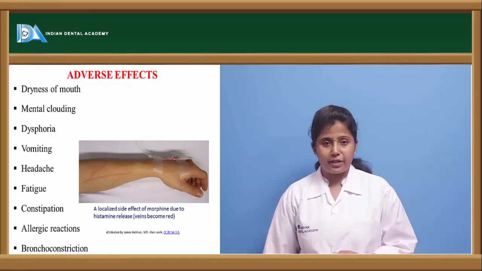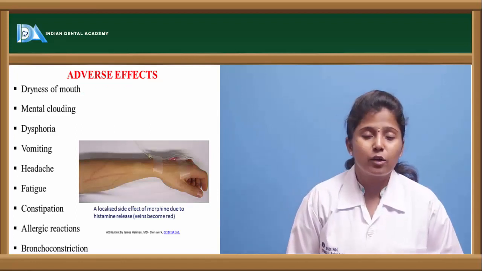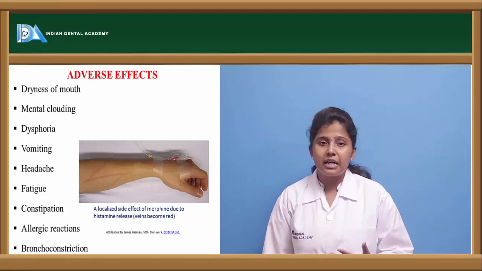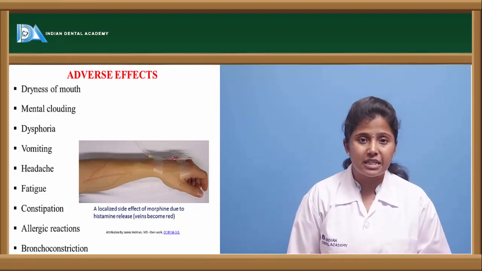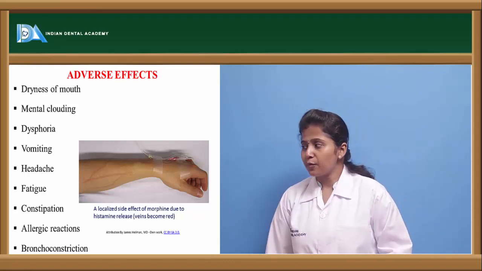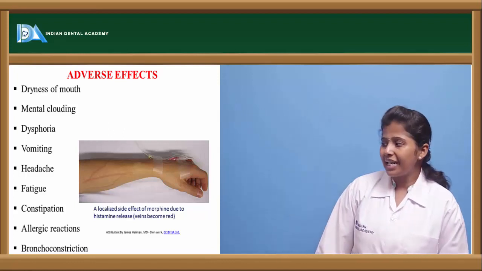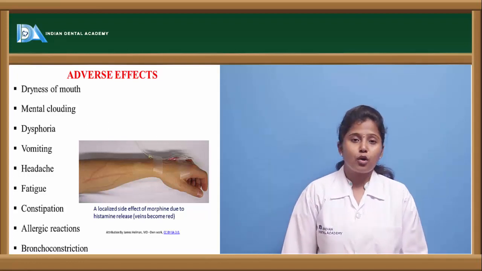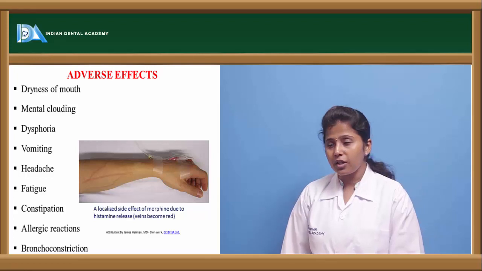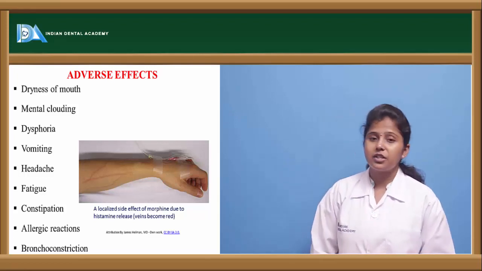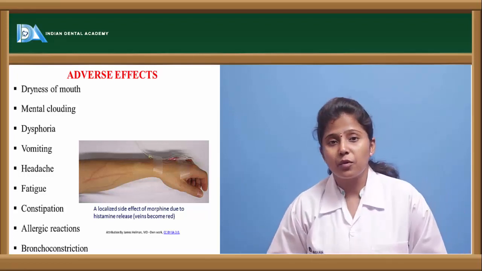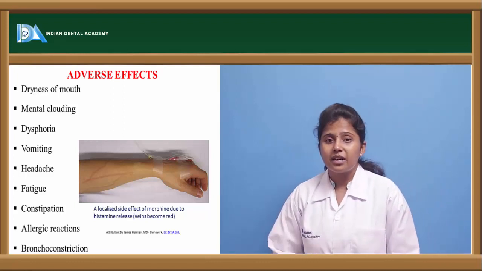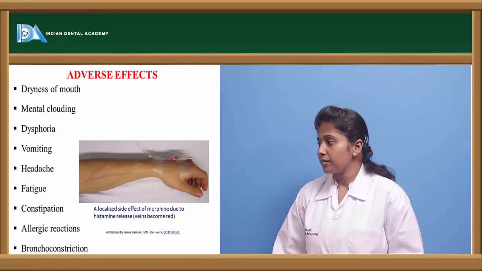Let's see the adverse effects of morphine. It causes adverse effects like dryness of the mouth, mental clouding, some sort of mental disturbances occurring in the person, and dysphoria. There will be vomiting, headache, fatigue, constipation, allergic reactions, and bronchoconstriction. There will be constriction in the bronchioles. And here is a pictorial representation where on reaction to morphine, histamine is released in the body, and because of the release of histamine, there occurs a red coloration of veins.